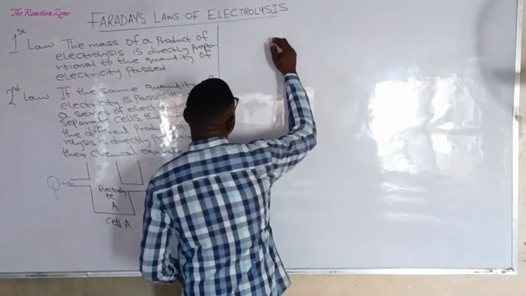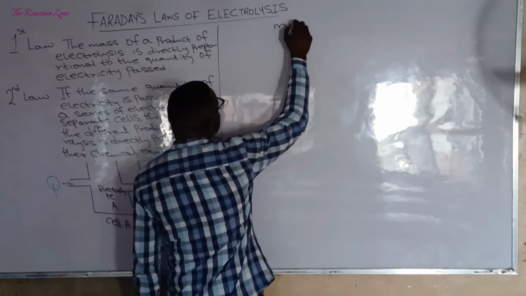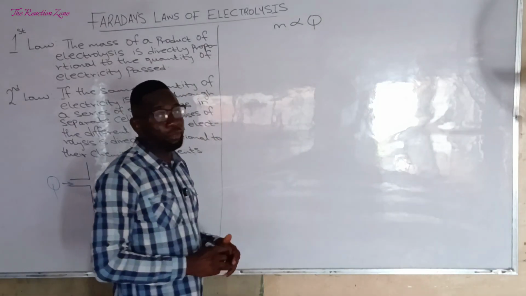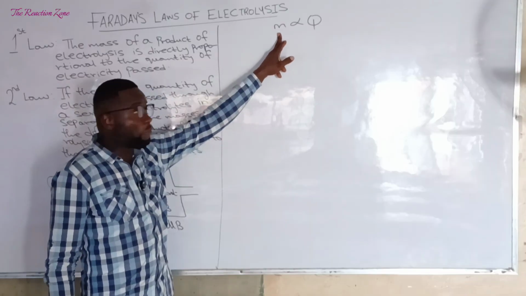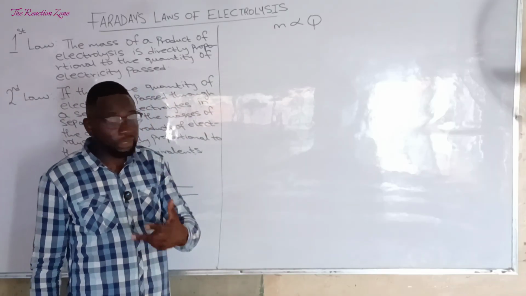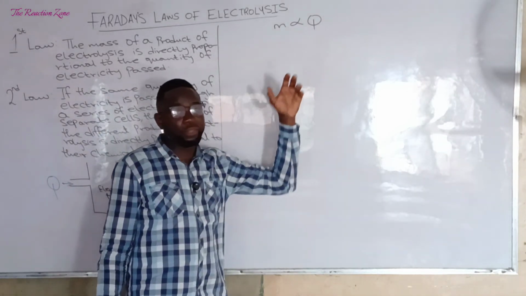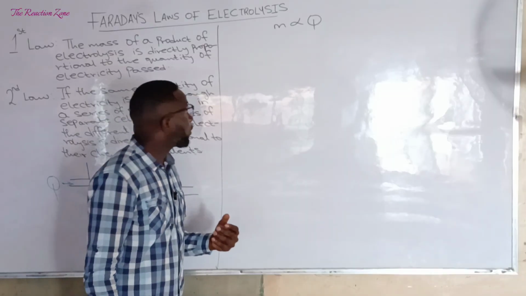So mathematically speaking, Faraday's first law can be represented as m is directly proportional to Q, where small letter m represents the mass of a product of electrolysis, or you can call it the mass of substance deposited, and capital Q here represents the quantity of electricity that is passed.